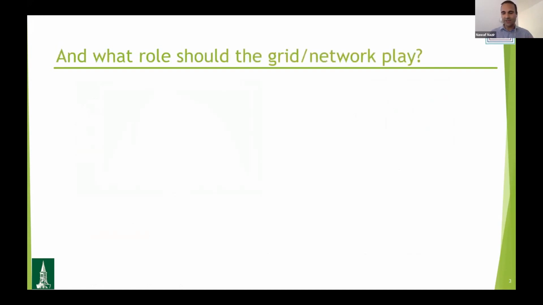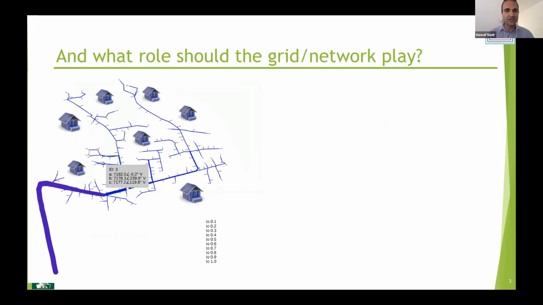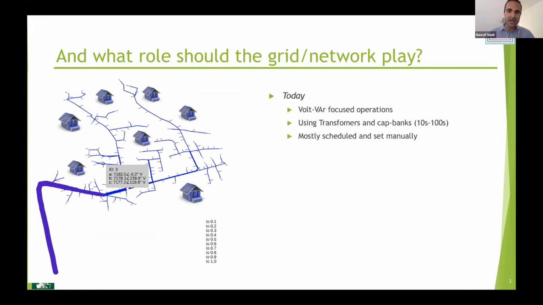So the question that we're asking here is, what role does the grid or the network play in all of this? We have a bunch of distributed energy resources that are distributed over a network. Today, distribution operations is basically a volt-var focused operation where we use transformers and cap banks, usually 10 to 100 in number, to control the voltage in a distribution network. And these are mostly set manually.